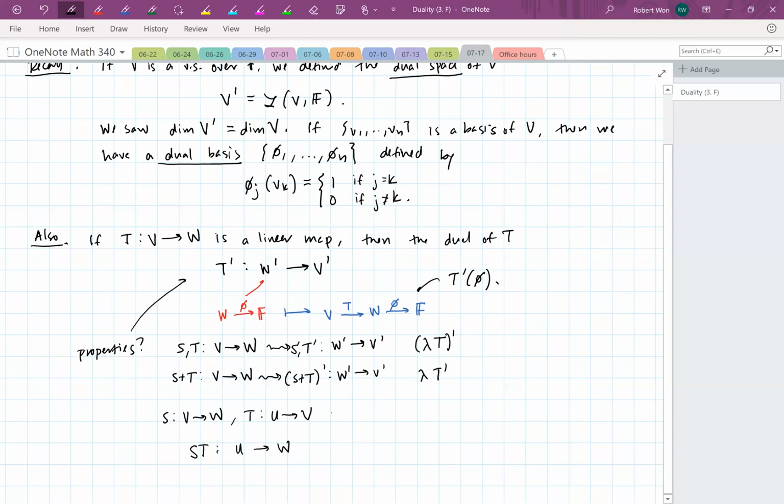Again, you can now dualize everything. S dual is a map from W dual to V dual. T dual is a map from V dual to U dual. And the dual of ST is a map from W dual to U dual. And you could ask, well, how are the maps S dual, T dual, and the dual of ST related?